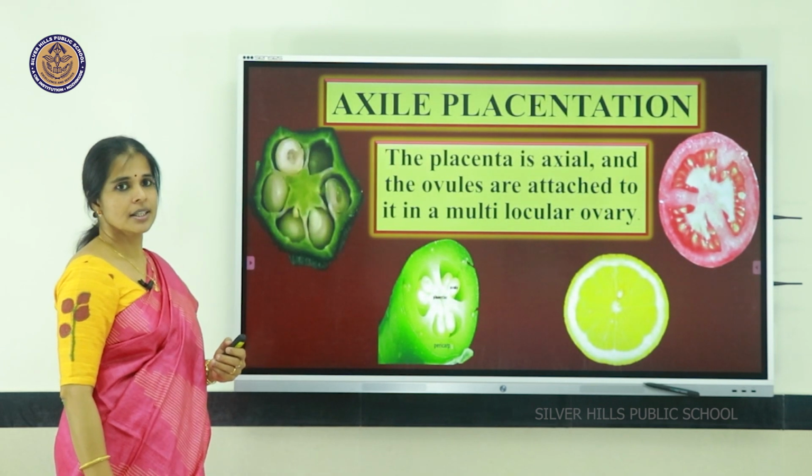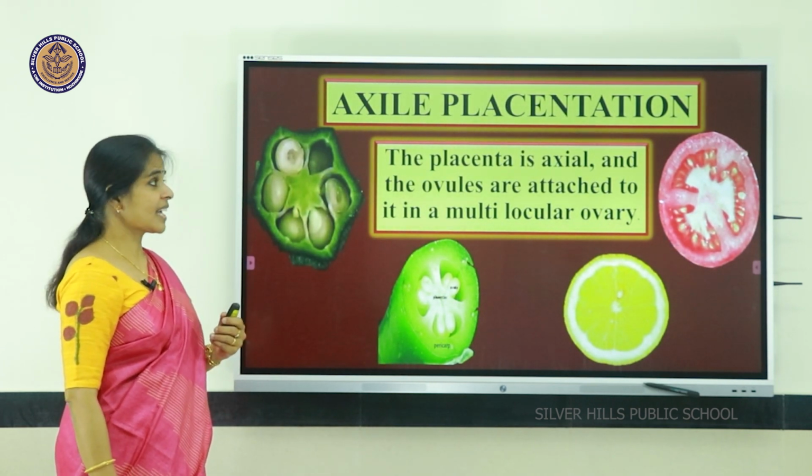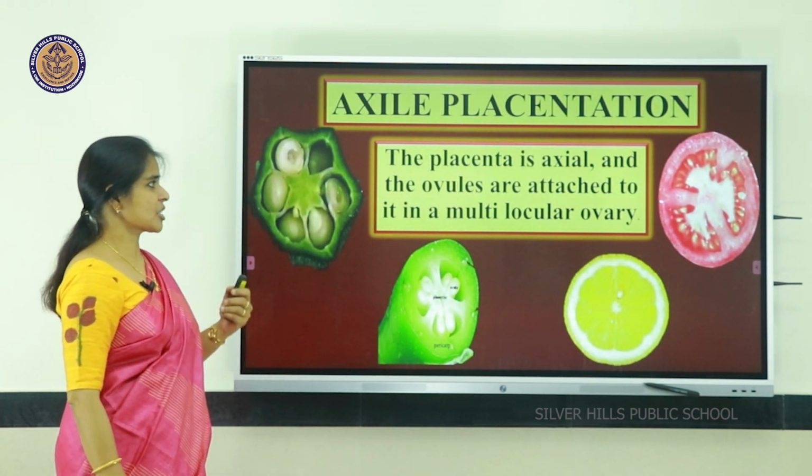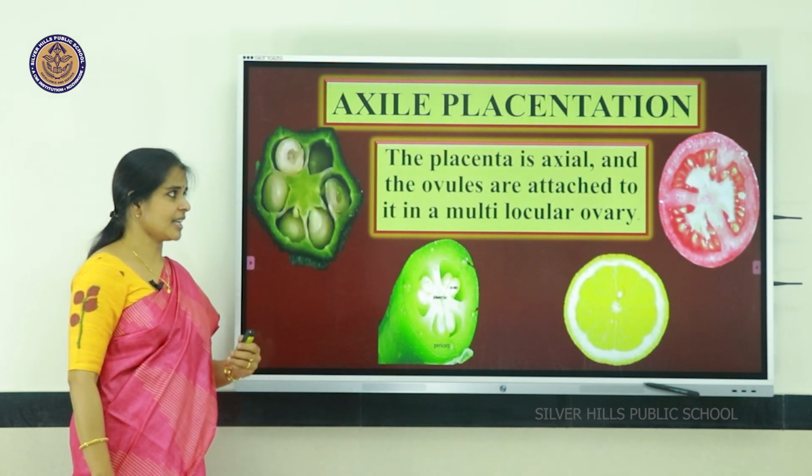Next is the second type, axile placentation. Axile placentation means the placenta is axial.